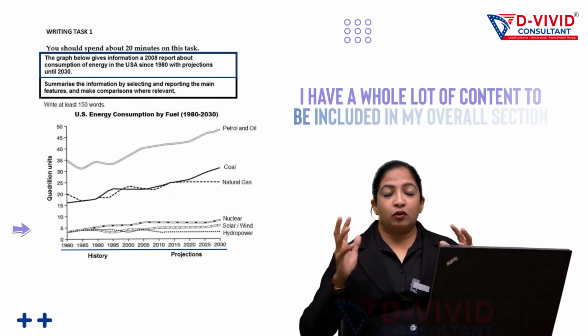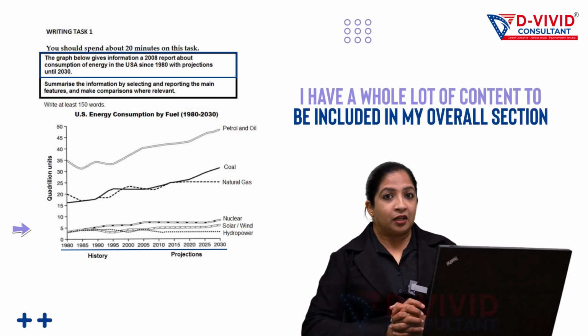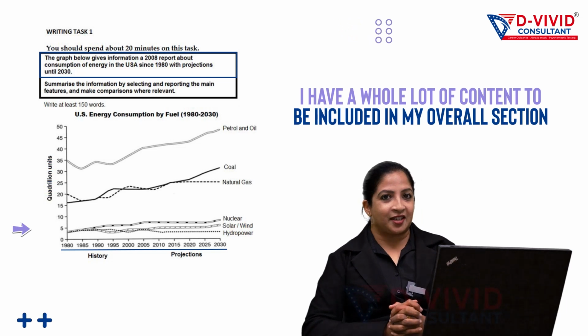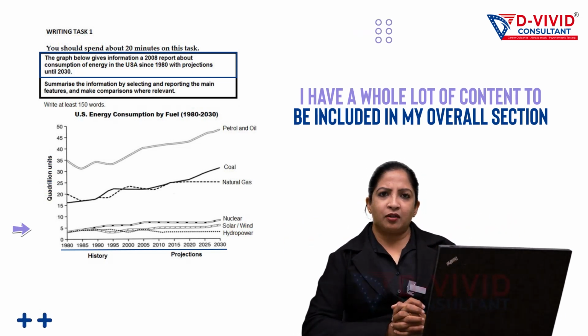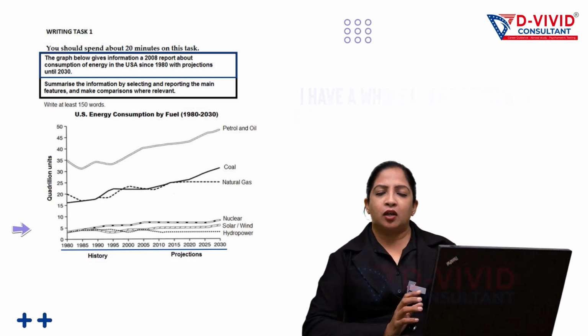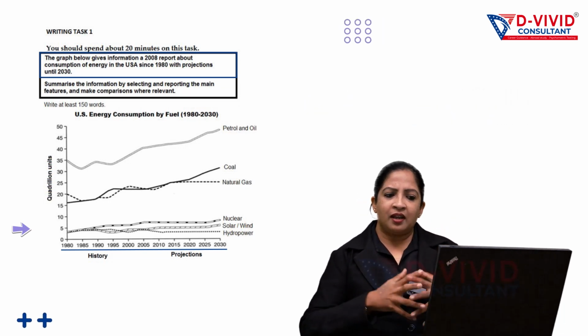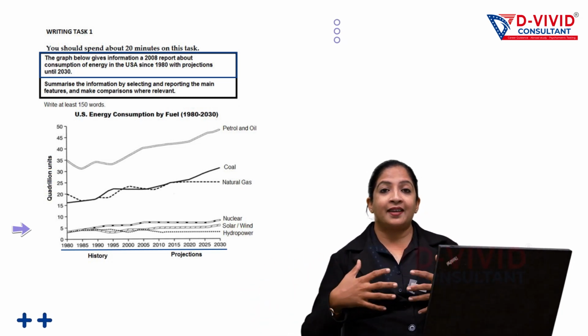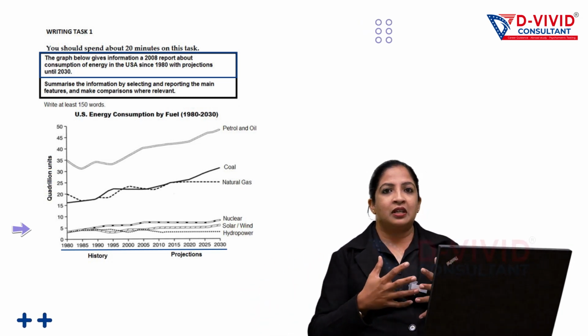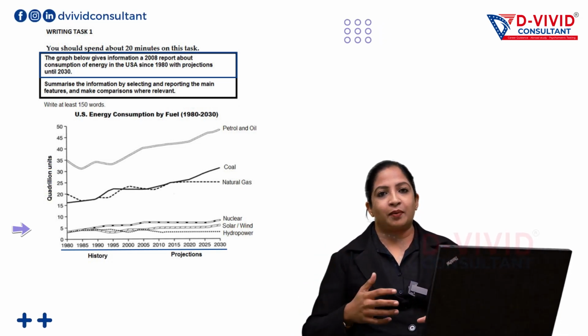Now I have a whole lot of content to be included in my overall section. Now I should decide, I have a lot of things to be included, I should only pick two pieces of information so that while I'm explaining my content, I can use that information to further clearly explain my content.